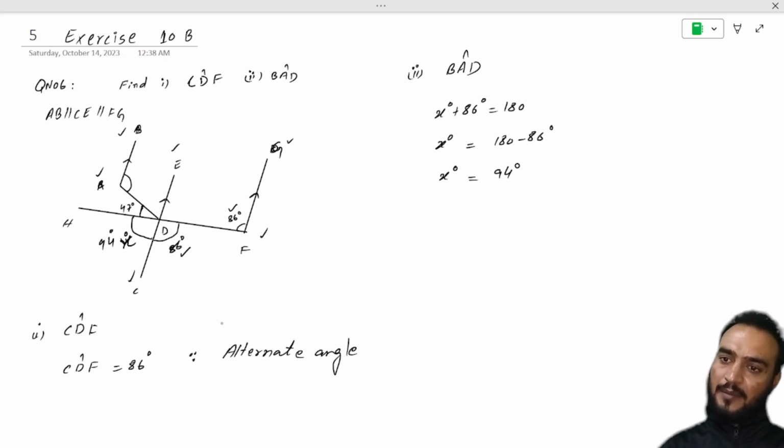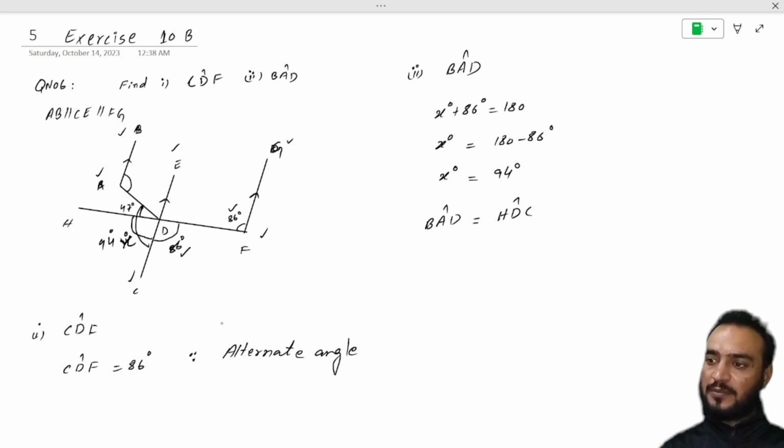So this angle, because AB is parallel to EC, these two angles 47 plus 94 is alternate to the angle BAD. So the angle BAD is equal to angle HDC. Both these angles are equal because both are alternate angles.